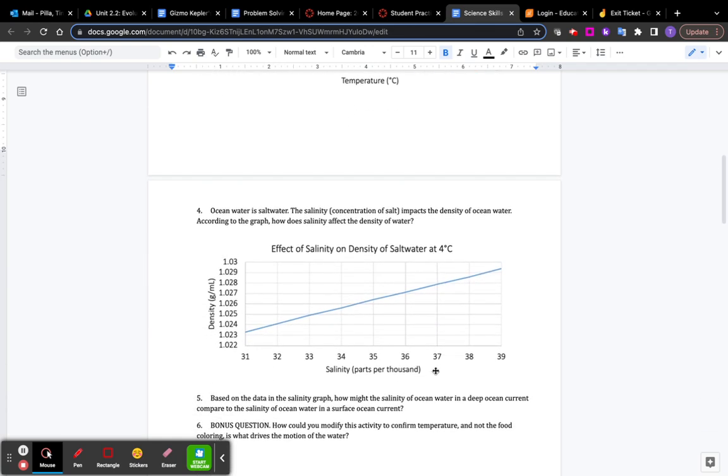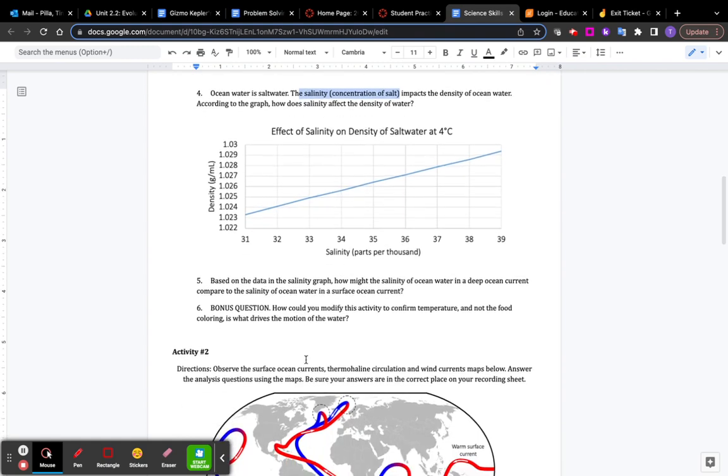Okay. Now this one's talking about the salinity, how salinity affects the density of salt water. And salinity, if you read carefully, it tells you that's just how much salt is in the water. So salinity here, parts per thousand, the higher the number, that means there's more salt in the water. So you're seeing how if there's more salt in the water, what does that do to density? Okay.